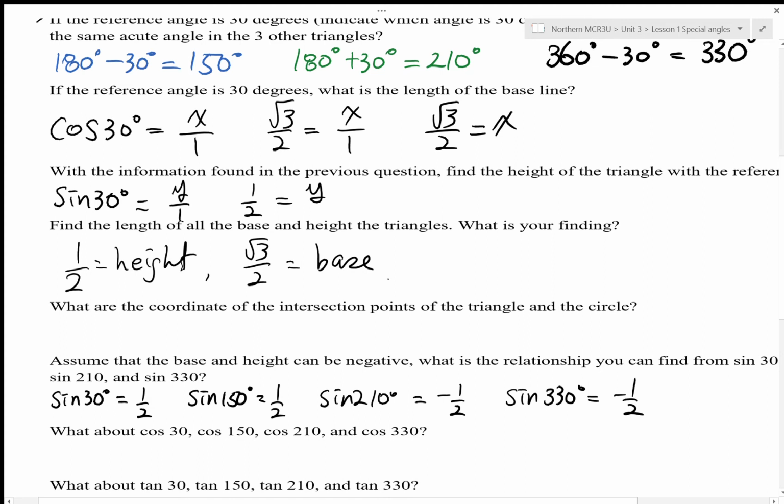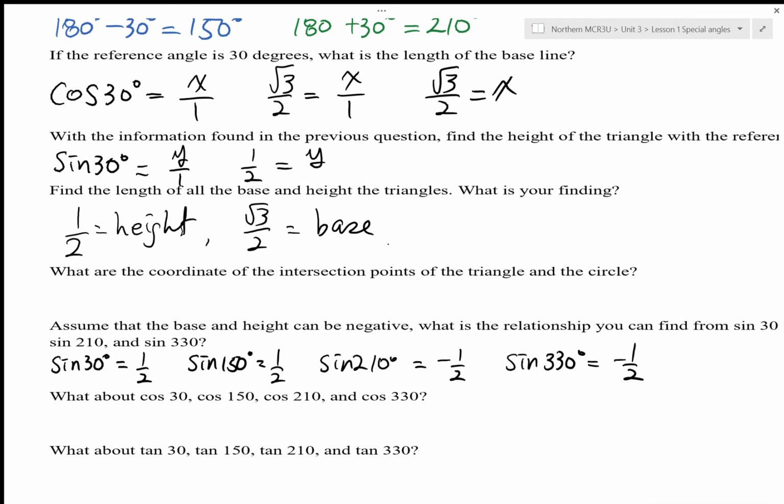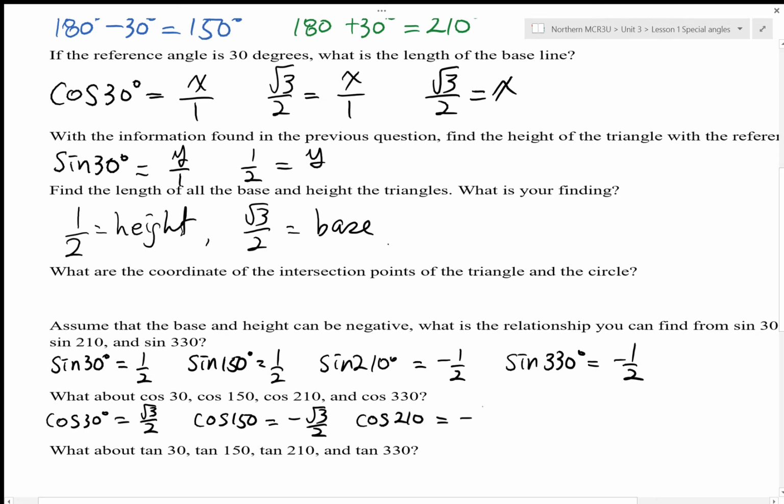And what are your findings? Well, aren't they pretty much the same, except for the signs? And what about the cosine? So the cosine 30 degrees is square root of 3 over 2. Cosine 150 is negative square root of 3 over 2. Let's see whether this is true. Cosine 210 is then negative square root of 3 over 2. But cosine 330 is then positive square root of 3 over 2.